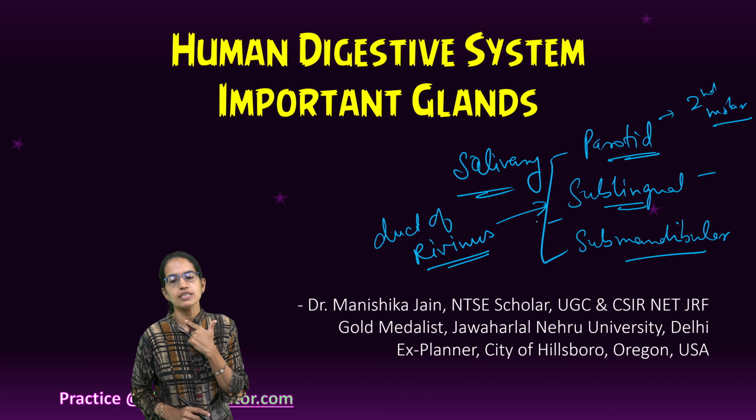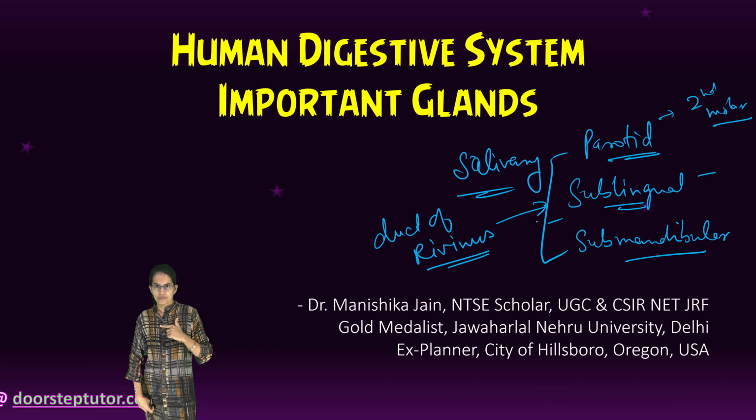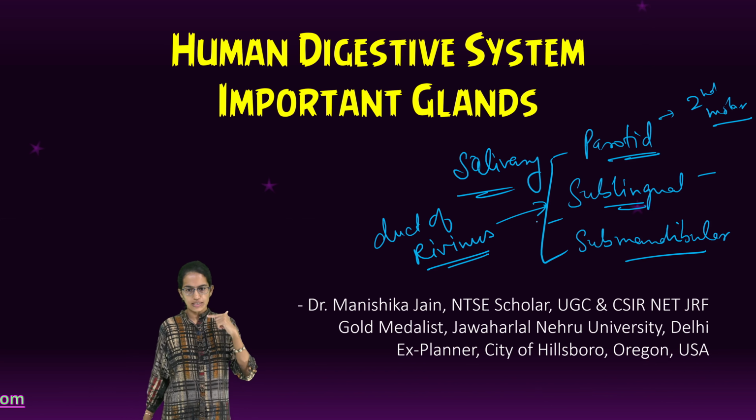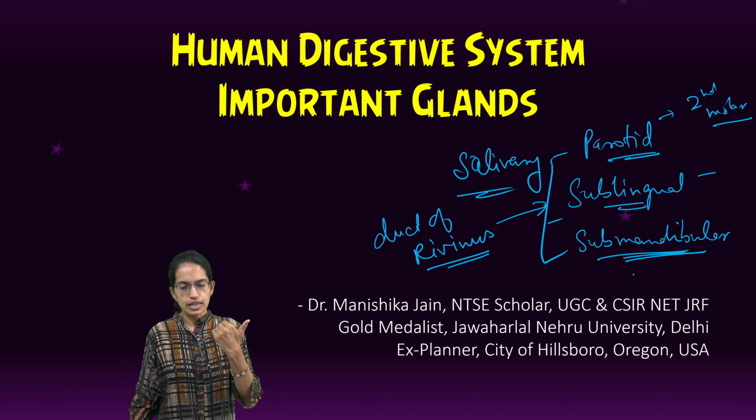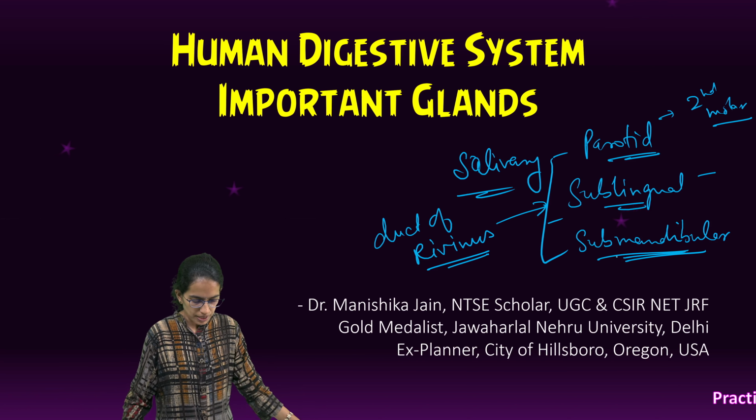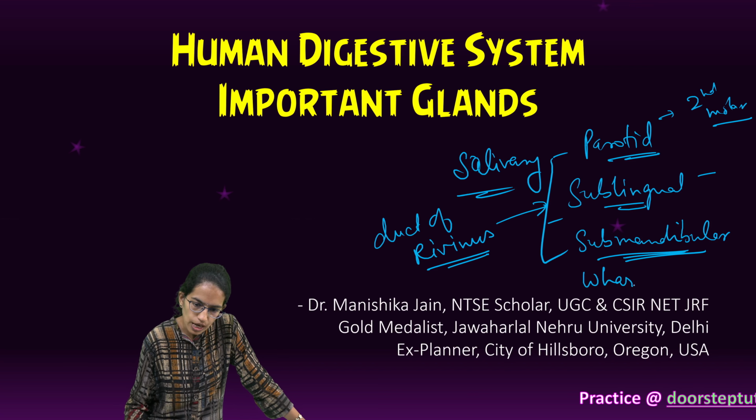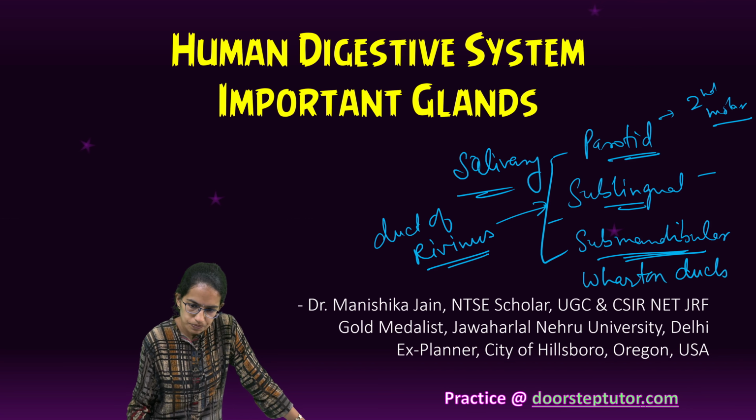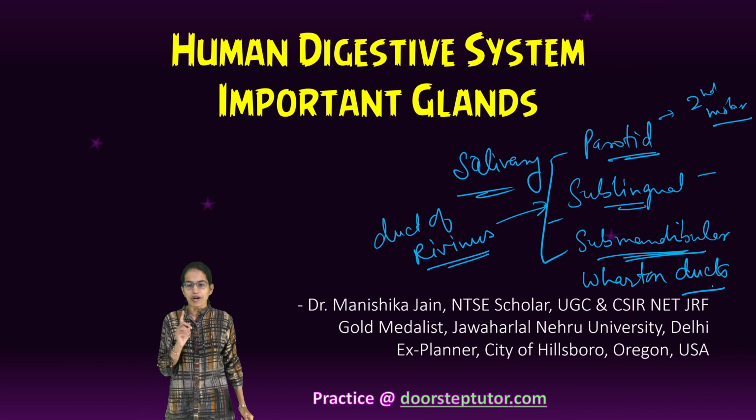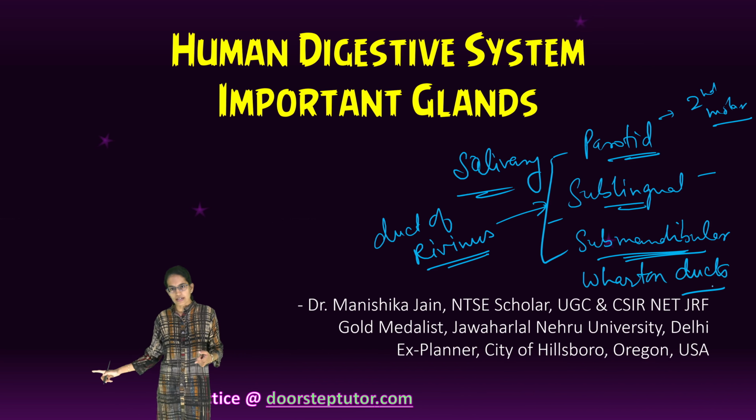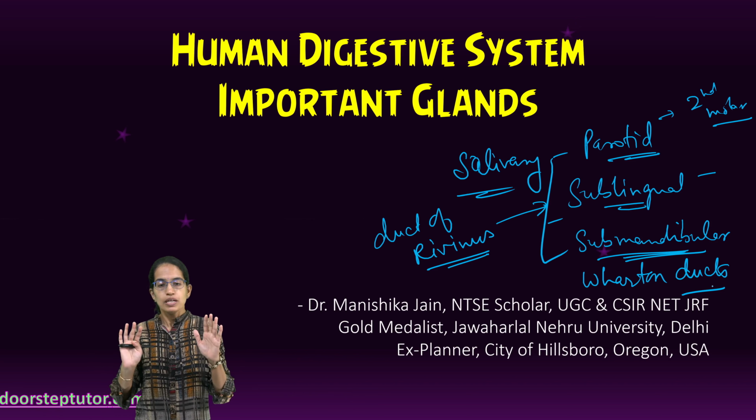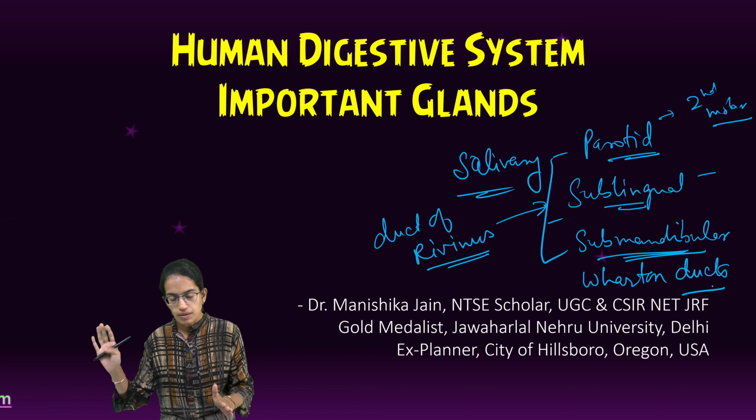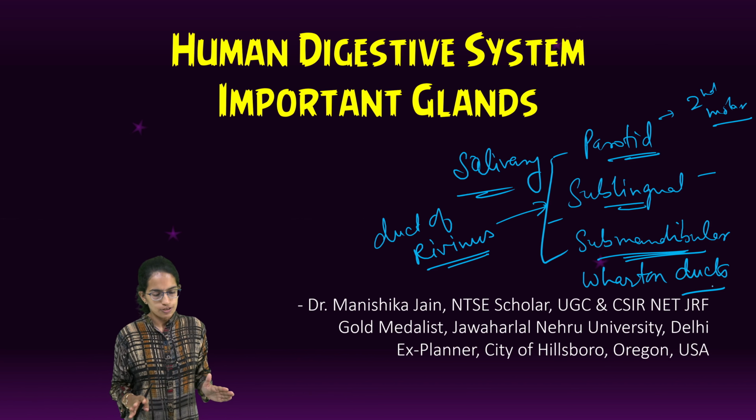Duct of Rivinus at the sublingual gland, which is a salivary gland. The next is submandibular. Submandibular, again below the tongue, has the opening and it has what is known as the Wharton's ducts. So important to note, Wharton's duct is related to submandibular, duct of Rivinus related to sublingual. Remember the name of the ducts, remember the salivary gland related to it.